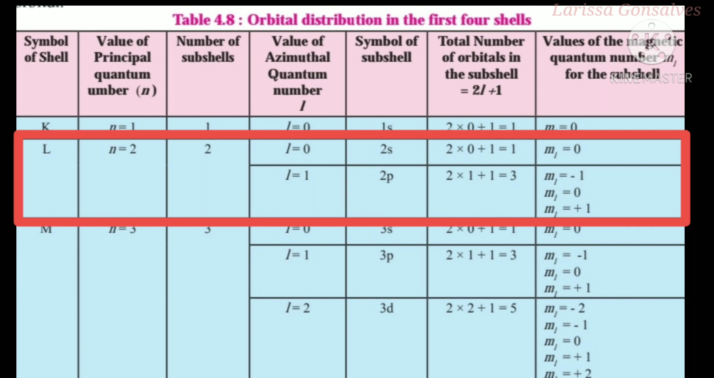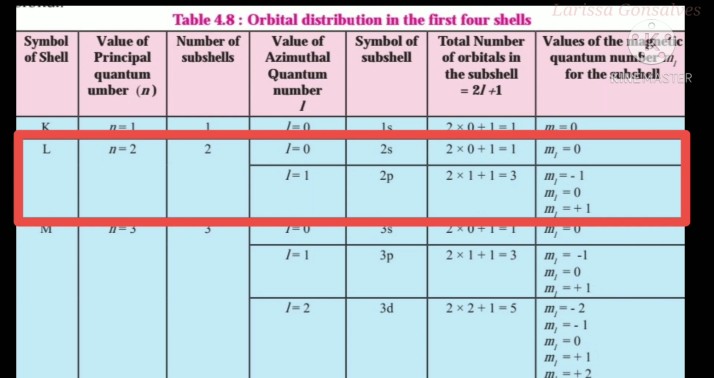For L shell, we know that the principal quantum number n is equal to 2. Hence the number of subshells will be 2. Now, since it is 2, it will have two azimuthal quantum numbers, that is L is equal to 0 and L is equal to 1. Now, we know when the value of L is equal to 0, it is S subshell, and when L is equal to 1, it is P subshell. Now, why have I written 2S and 2P here? Because the principal quantum number n is equal to 2.